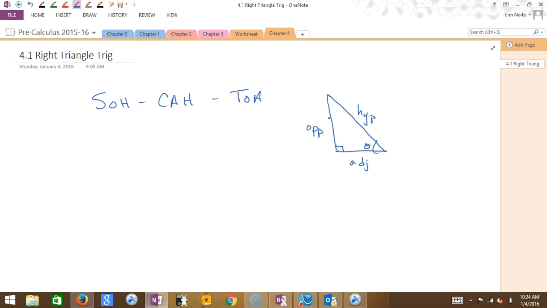Okay, so the SOH, S-O-H, stands for the sine of the angle is equal to the opposite over the hypotenuse. Okay, so this is simply giving you a trigonometric ratio. Something is equal to something else.